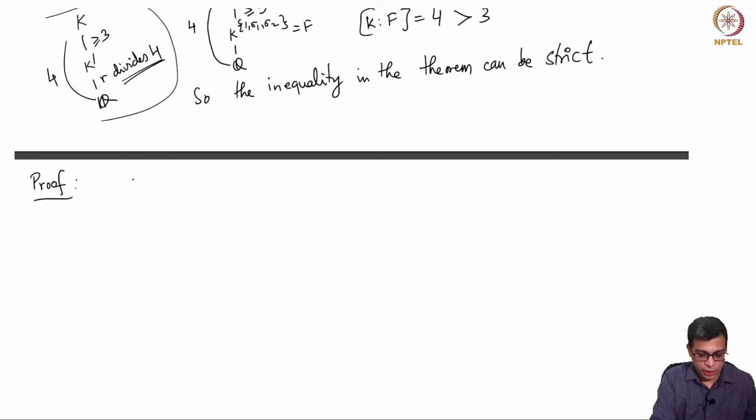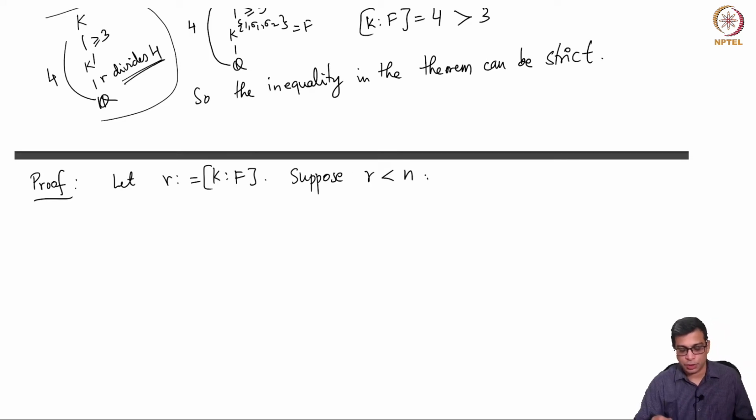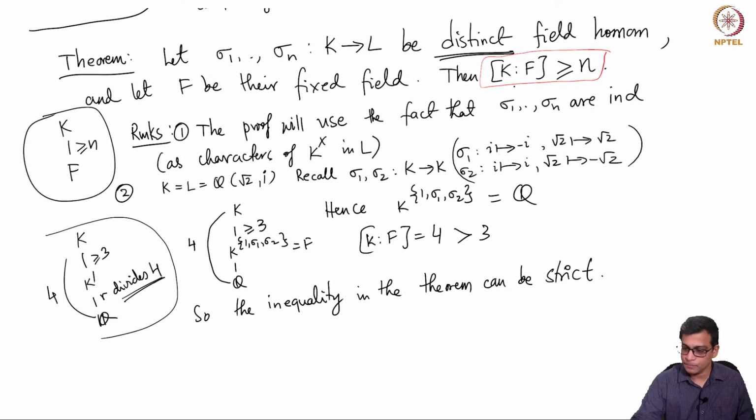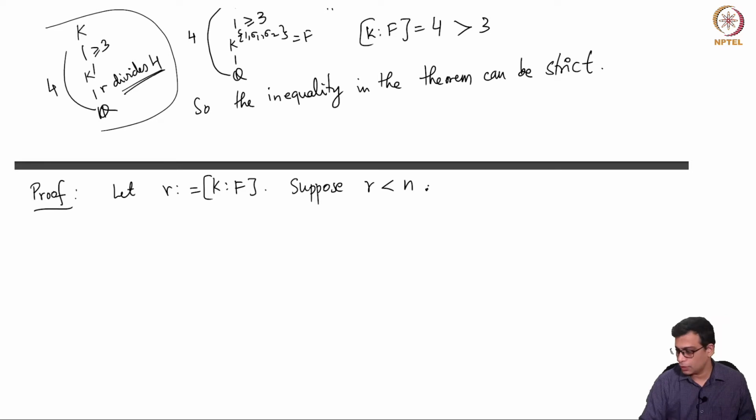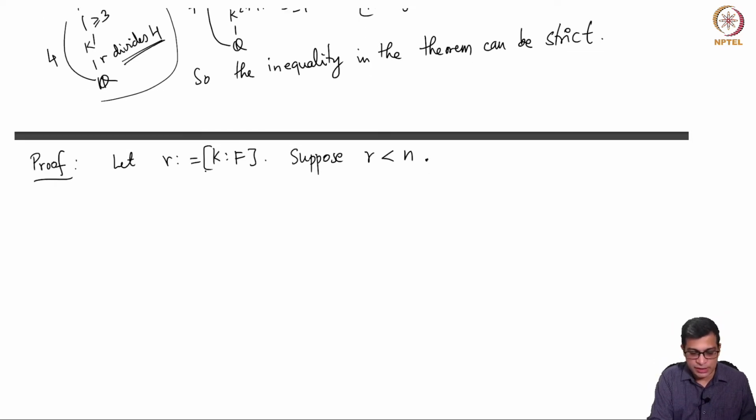Okay. So, if needed, you can watch this slowly and follow the proof. The proof goes by contradiction. So, let r be the index of K over F. Suppose r is strictly less than n. So, we are trying to show that r is at least n, right. So, suppose it is strictly less than n. Okay. So, what does this index mean? It is the dimension of the vector space K over the field F.